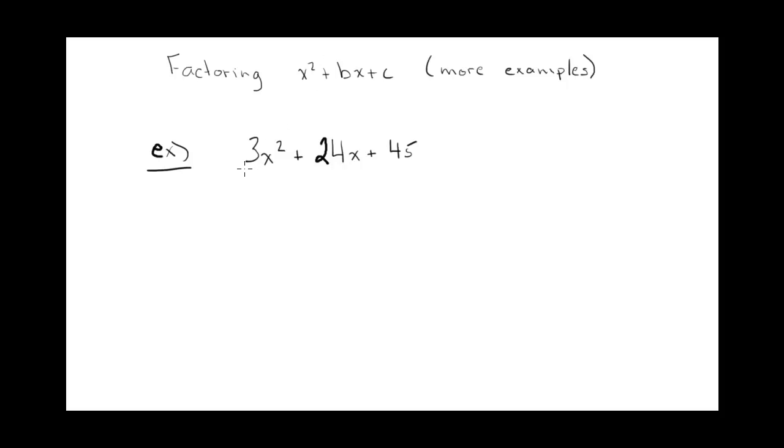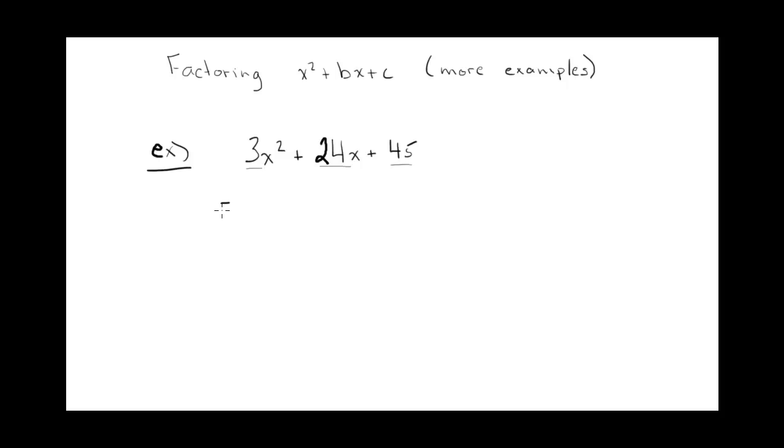In this case, there's a 3 in front of the x squared, and this has nothing in front of the x squared, or you could think of a 1 in front of the x squared. So I don't know how to factor this. I only know how to factor it when there's nothing in front of that x squared. But what you might notice is that each term is divisible by 3. We have a common factor.